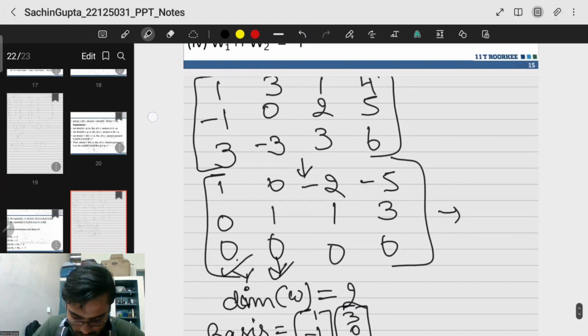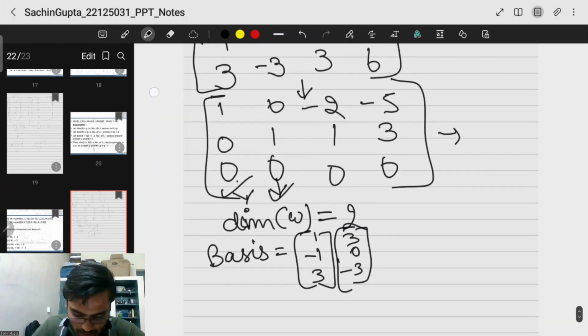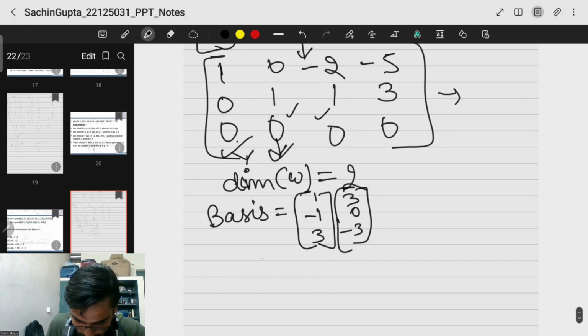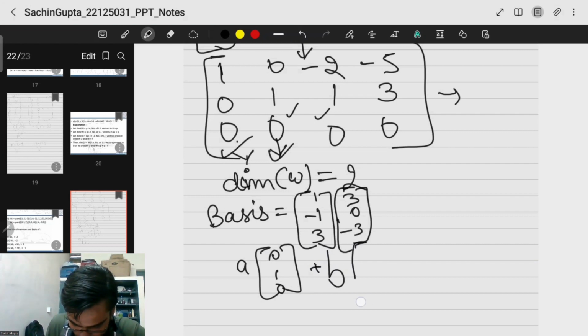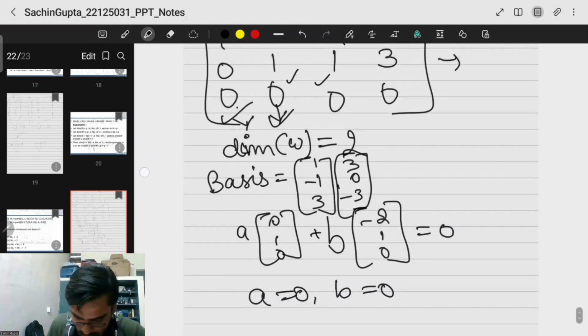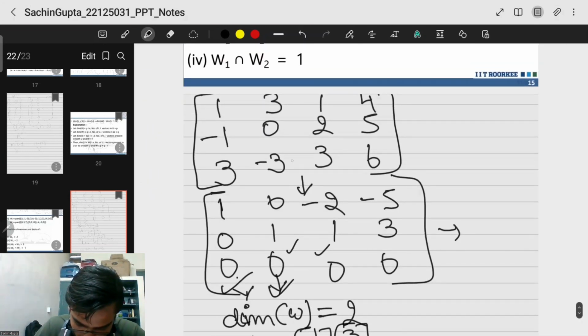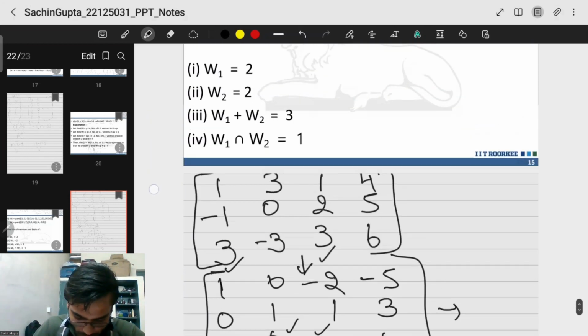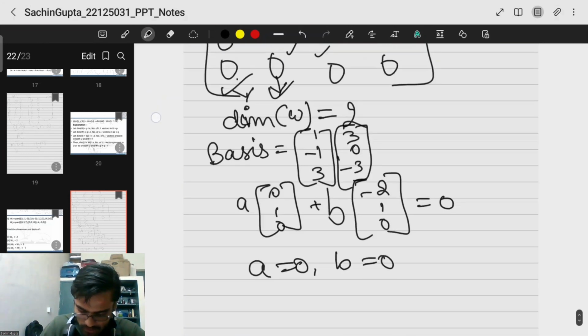There can be other bases also, because bases are linear independent, so we can use second and third also, because these two are linear independent. How? A times 0 1 0 plus B times the other vector equal to zero, so A is equal to 0 and B is also equal to 0. So basis can also be this and this, because these two are also linear independent. So there can be so many bases, so you can choose accordingly whichever you want.